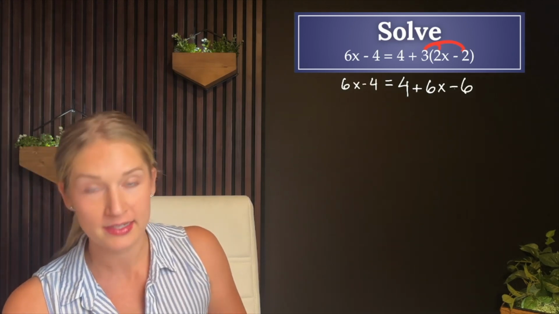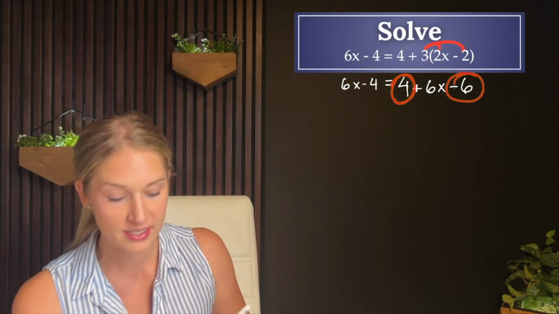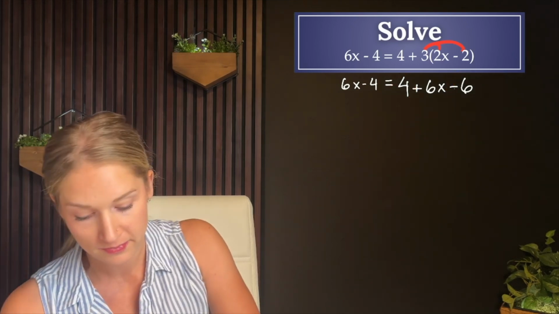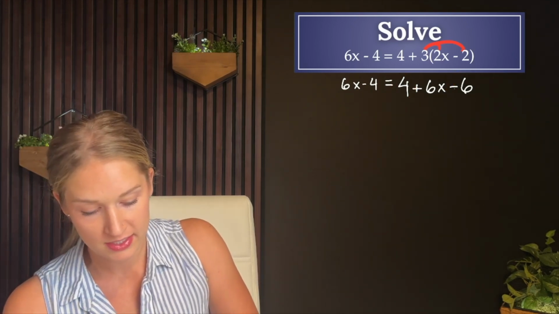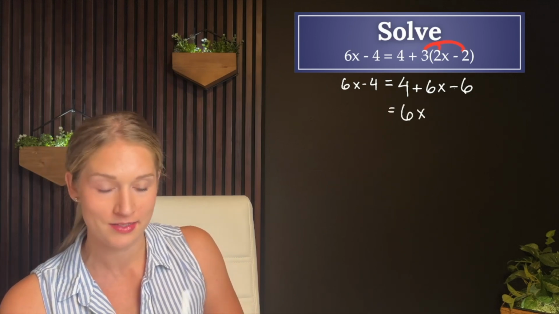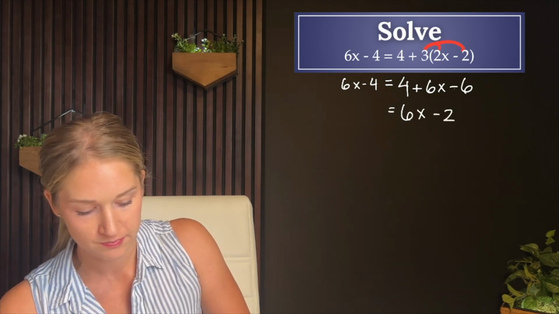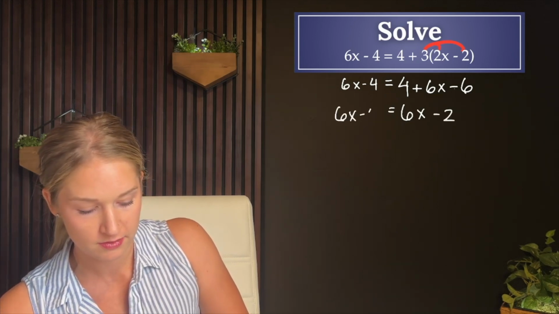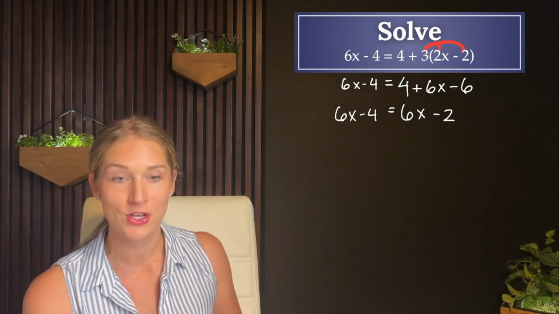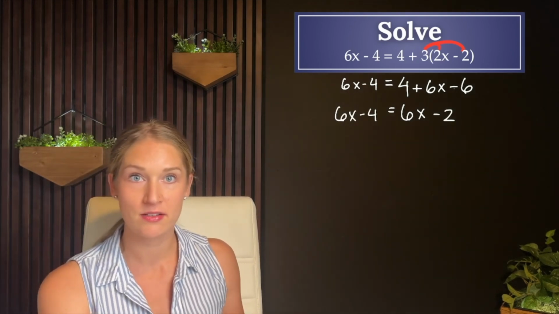Now I can go ahead and combine like terms on the right. I see a positive 4 and a negative 6 that are like terms. 4 minus 6 is going to give us a negative 2. So I have my 6x, that just stays. And then when I combine the 4 and the negative 6, I get negative 2. And on the left, I haven't done anything. So now from here, I have everything as simplified as it can get on that right-hand side.